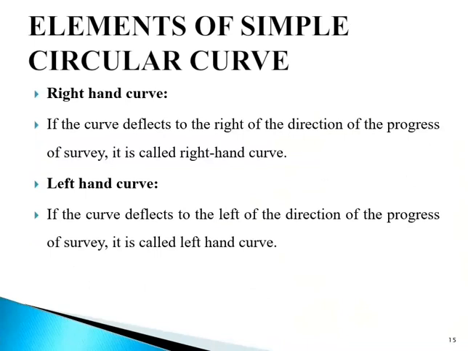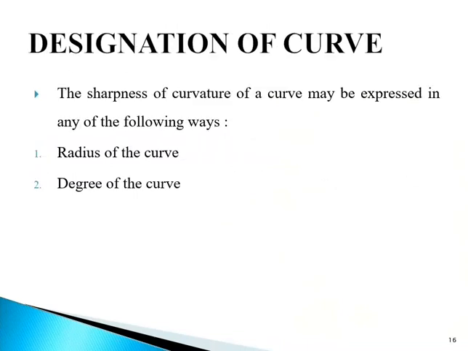Next is right hand curve. If the curve deflects to the right of the direction of the progress of survey, it is called a right hand curve. Next is left hand curve. If the curve deflects to the left of the direction of the progress of survey, it is called a left hand curve.